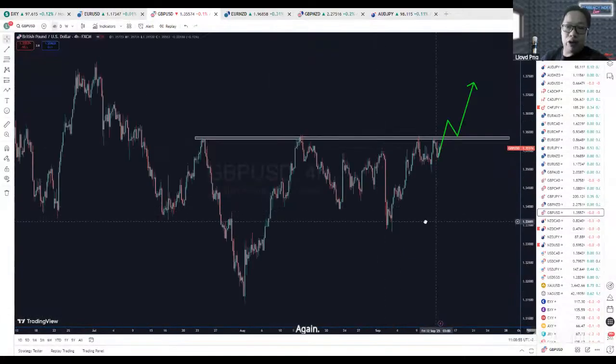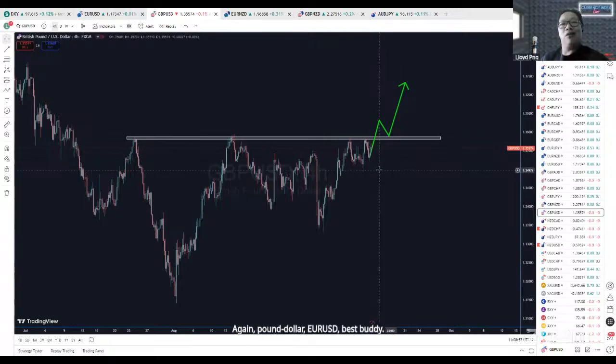Again, pound dollar, euro dollar, best buddies. Really, really similar looking chart. So don't trade both. Choose one which actually gives you the nice looking break and retest. Go for it.